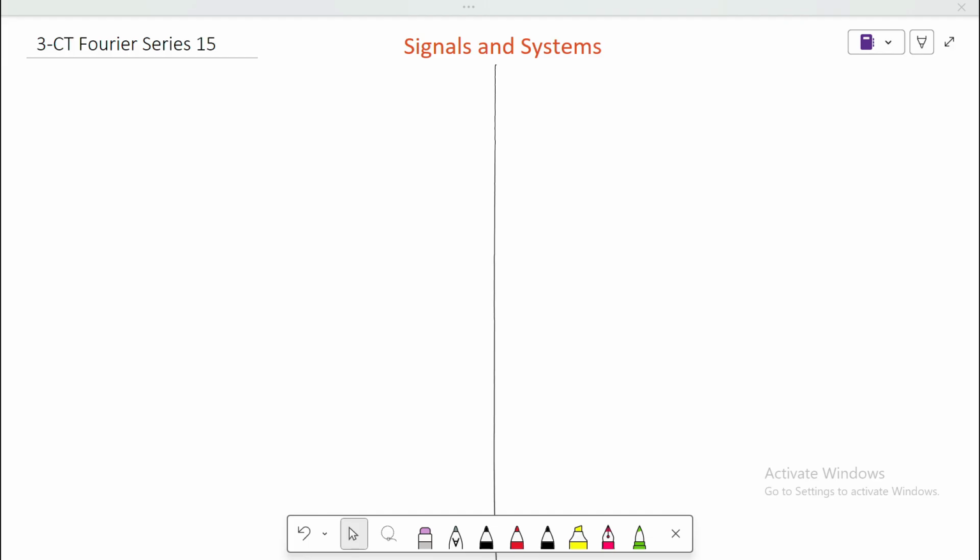Now we are in the third chapter, that is continuous time Fourier series. In previous classes, the Fourier series representation and Fourier series coefficient have been discussed, and properties of the Fourier series were also covered. In this class, I am going to explain finding the Fourier series coefficient for the given periodic signal.